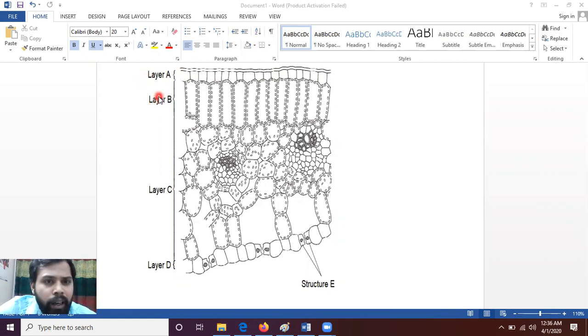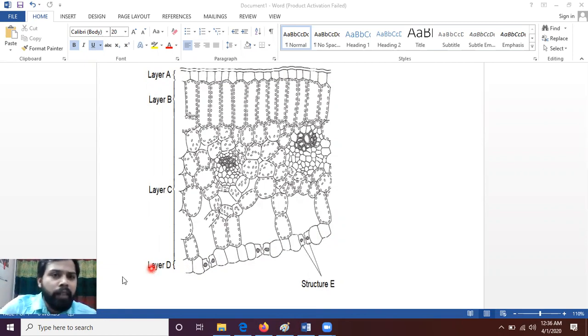Layer B and C, they both are part of the mesophyll layer. That means the middle layer, whatever you say. And the last layer, you can see this last thing, that is basically the lower epidermis. So do you get my point?